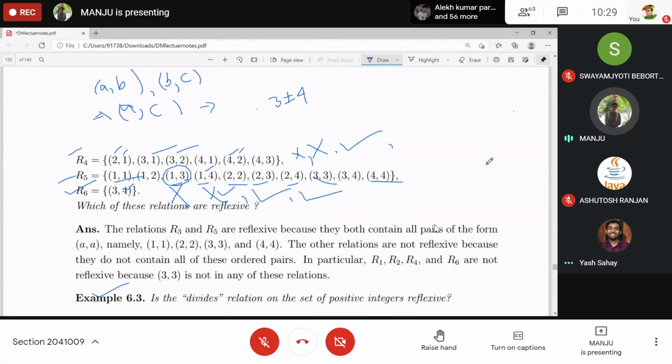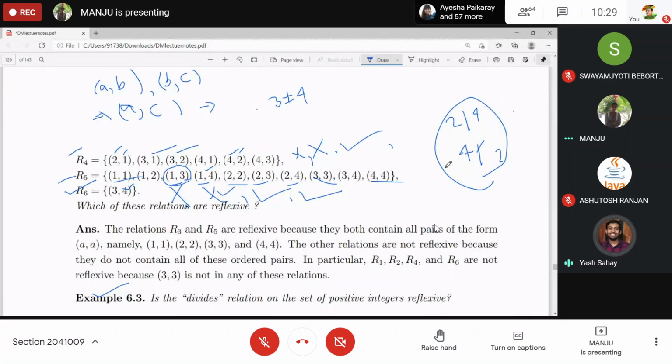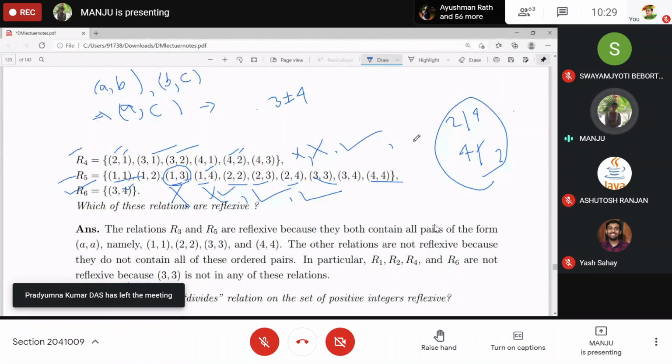What about symmetricity? Not symmetric. For example, if A divides B, but B may not divide A. 2 divides 4, but 4 does not divide 2, right? Is it transitive? A divides B, B divides C, then obviously A will divide C. Transitive.